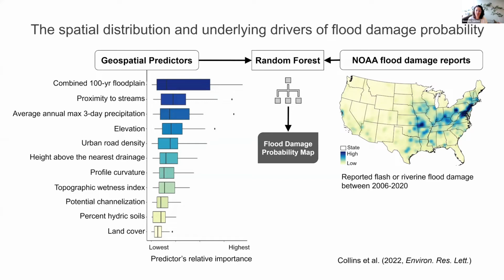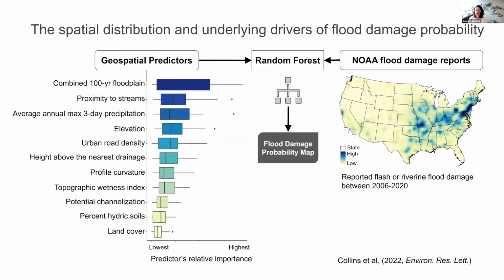Recently, we investigated where flood damage is more prevalent and what are the underlying drivers that explain why some areas are more likely to experience basically any type of damage, from loss and injury of human life to damage to infrastructure or impacts to economic and agricultural production, basically any type of economic disruption. And this is work led by our PhD student, Alyssa Collins.